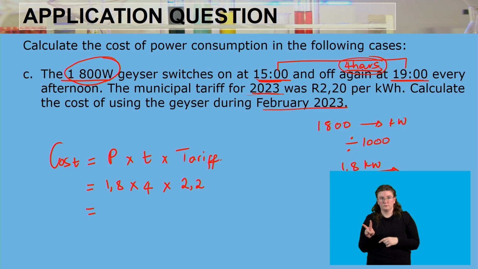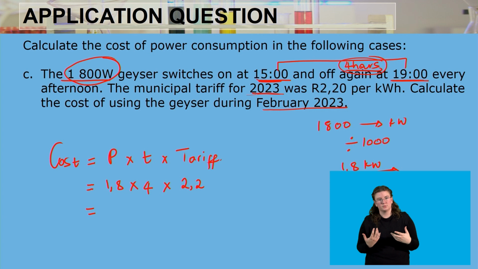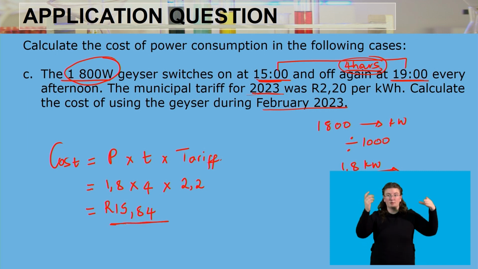So the cost of using this geyser for 4 hours on this tariff is going to be 1,8 multiplied by 4 and multiplied by 2,2, and we are going to be getting the cost to be 15 rands and 84 cents. But you need to remember that this is the cost of running this geyser for just 1 day, for just 4 hours in that 1 day.